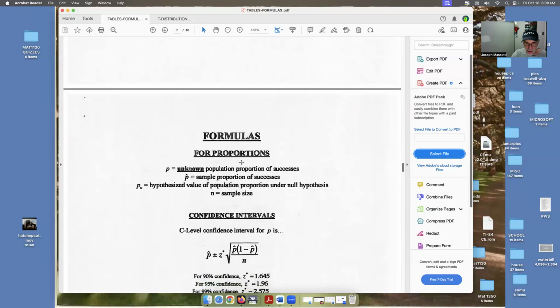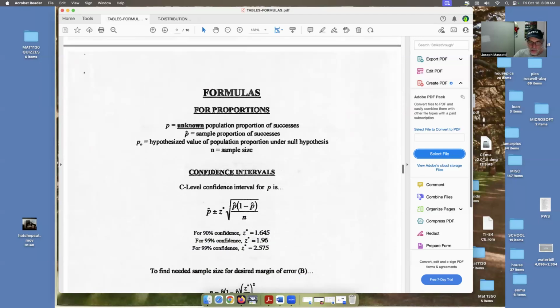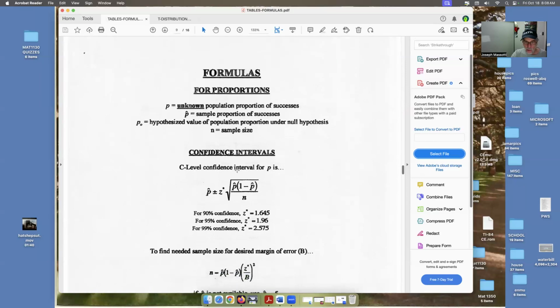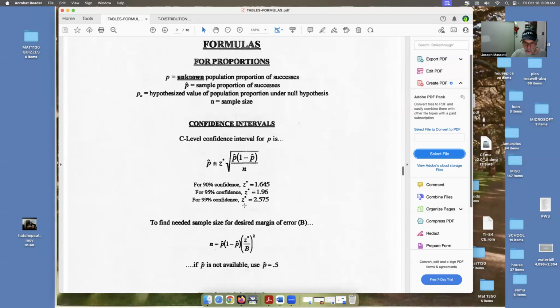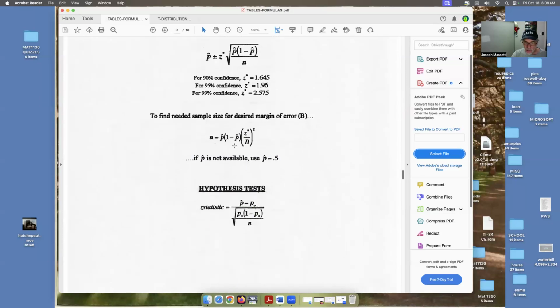So what I want to concentrate on here, and here you have all the formulas, right? So for proportions, this is everything you need. These tables have everything you need for the rest of the class. We've already talked about the formula for the confidence interval for a proportion and the appropriate z-critical values. And we already talked about the sample size calculations for desired margins of error.